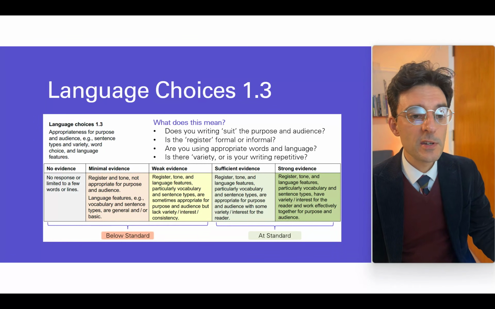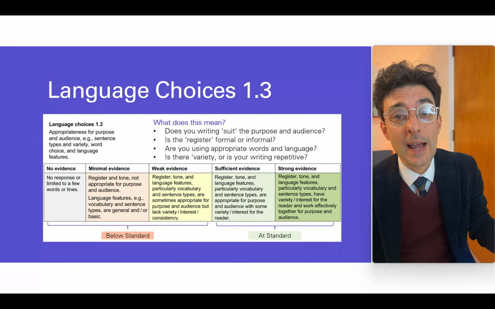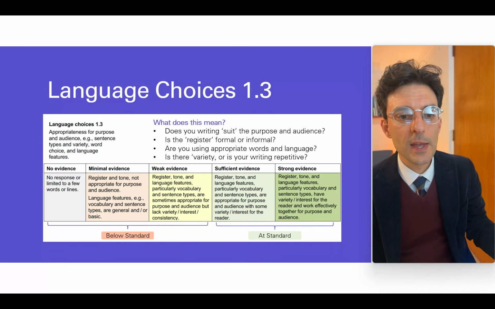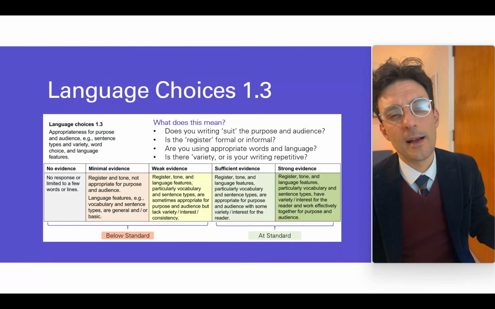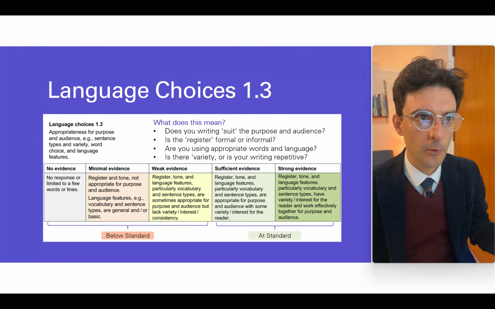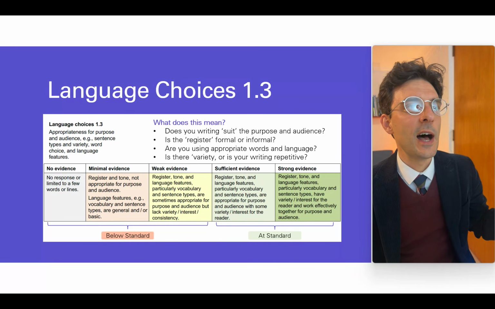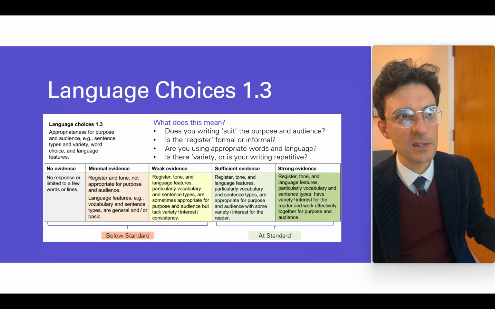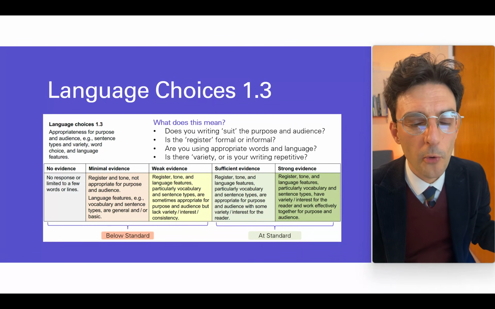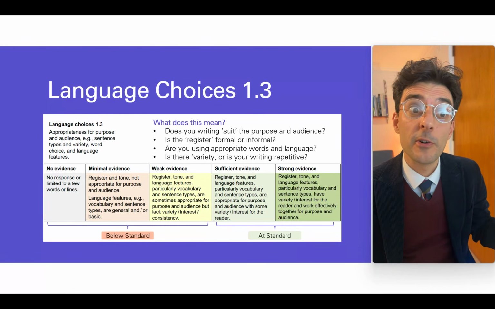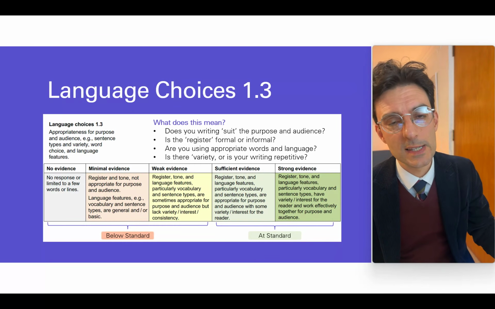Last bullet point in terms of what it means: is there variety in your language here? Or is your writing becoming kind of repetitive? Do you fall back on similar words or phrases or sentence structures? Are you using lots of short sentences over and over again to the point that it's kind of boring? Or is there a really nice variety in the vocabulary you're using, the sentence structures, the sentence length, stuff like that?